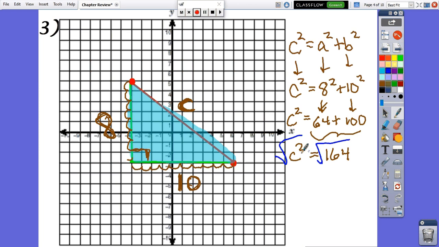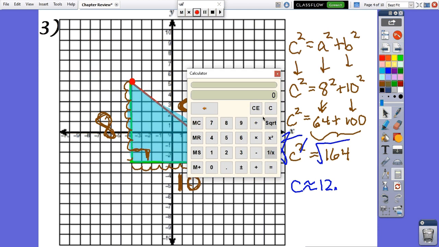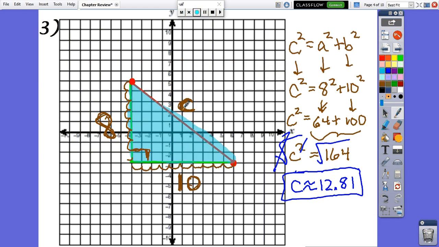And then we can square root both sides to get rid of the square. And so c will come out to be approximately, I know the square root of 169 is 13, and this is a little bit smaller than 169, so I know it's going to be 12 point something, 12 point maybe 8, 12.9, let's see, square root of 164, 12.81, rounded to 2 decimal places. So there was doing the Pythagorean theorem when we had 2 points on a graph and we wanted to know what was the distance between those 2 points.